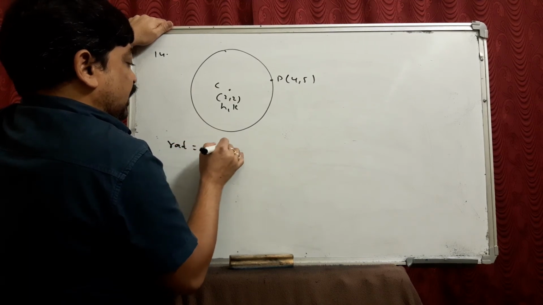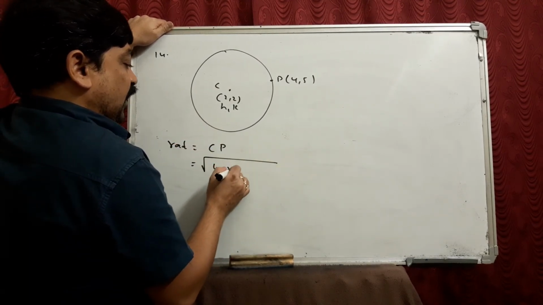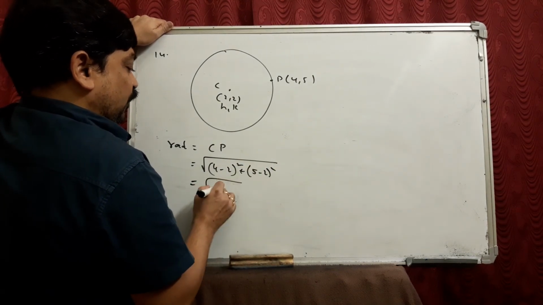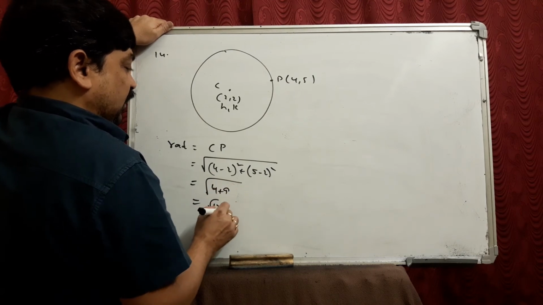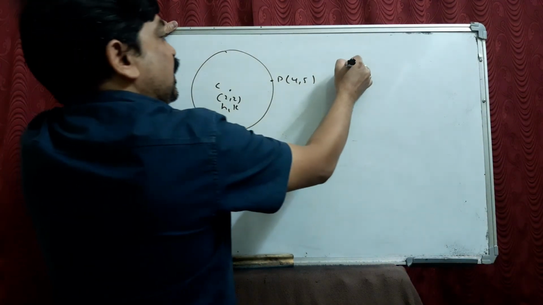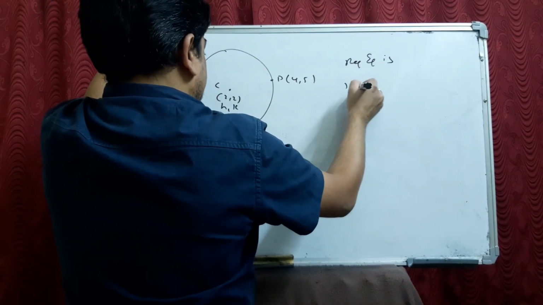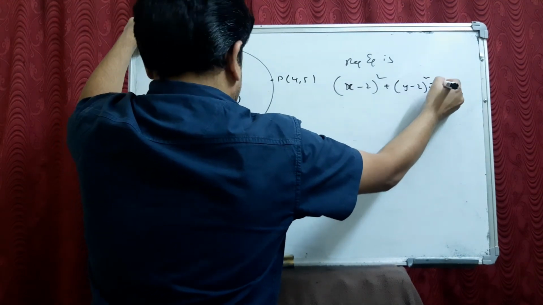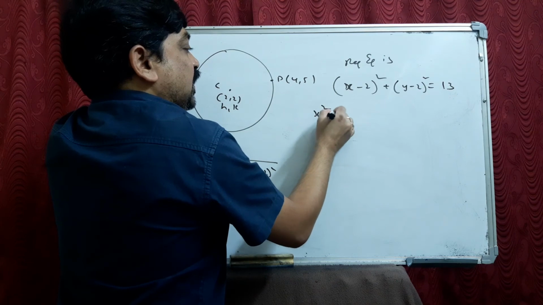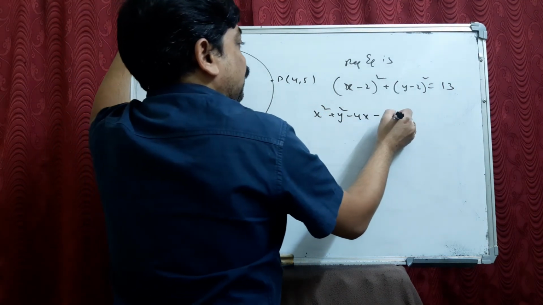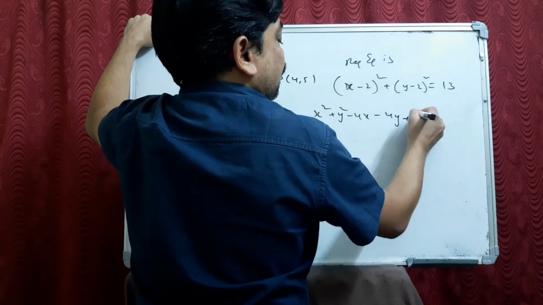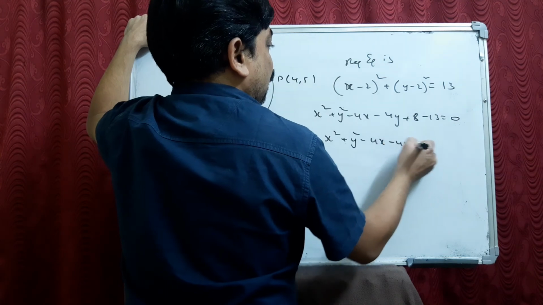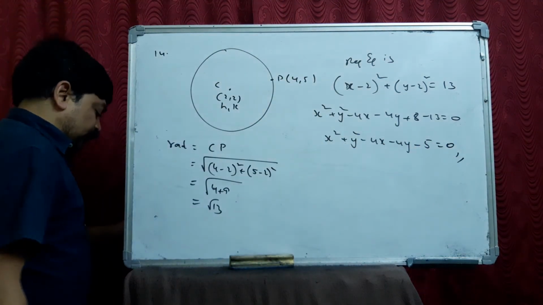For the radius of the circle we can find the distance CP. Square root of x2 minus x1 whole square, y2 minus y1 whole square. Square root of 4 plus 9, it becomes root 13. So you have a center and a radius. Required equation is x minus h whole square plus y minus k whole square is equal to r square, 13. Expand this. X square plus y square minus 4x minus 4y, 4 plus 4, 8 minus 13. So x square plus y square minus 4x minus 4y minus 5 is 0.